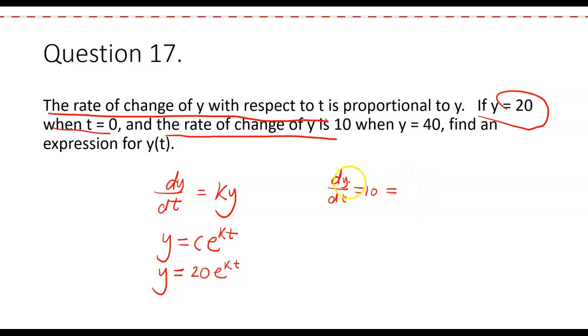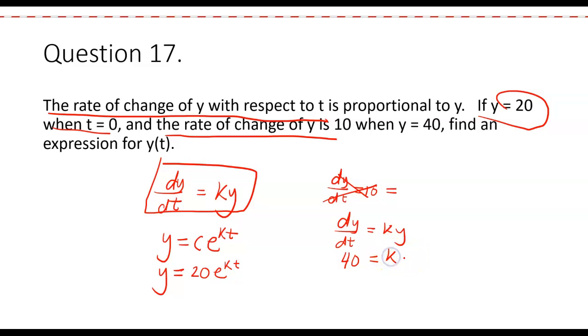Okay, so if I use this little equation right here, I can find my k. I'll just start here with this guy. They tell me the rate of change is 10 when y equals 40. So how can I solve for k? I would just divide by 40, and I get 0.25. So now I know my k value is 0.25.